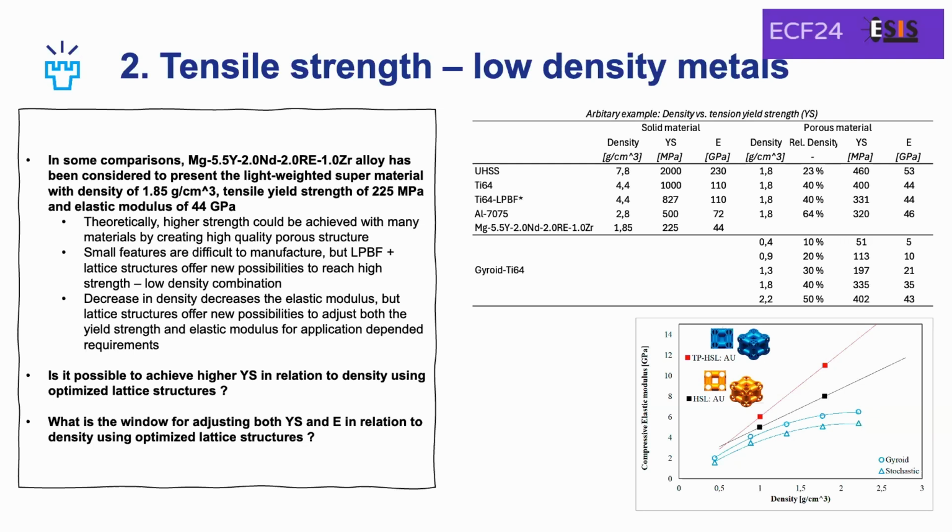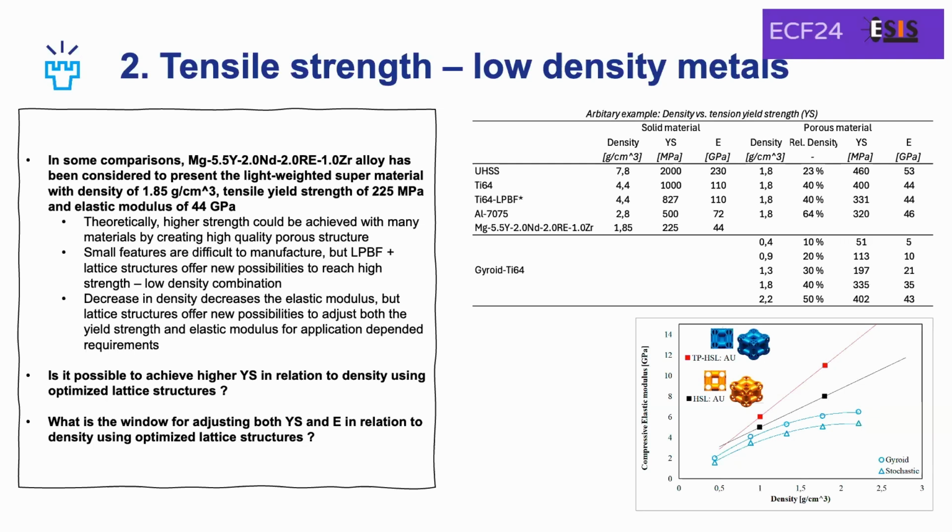So we produced structures with a relative density with titanium from 10% to 50%. And the one with 40% basically has exactly the same density as this magnesium superalloy here that has a tension yield strength of over 200 megapascals. So what we did here is that we reached 335 megapascals with this titanium with the same density. So basically, additive manufacturing has given us a possibility to make much stronger low density materials than are possible by alloying.